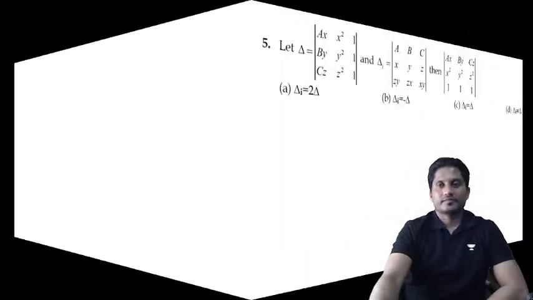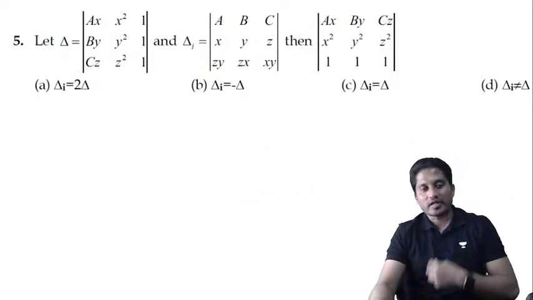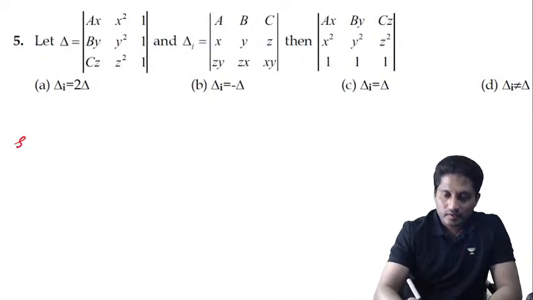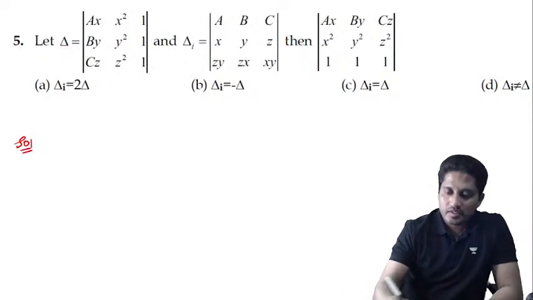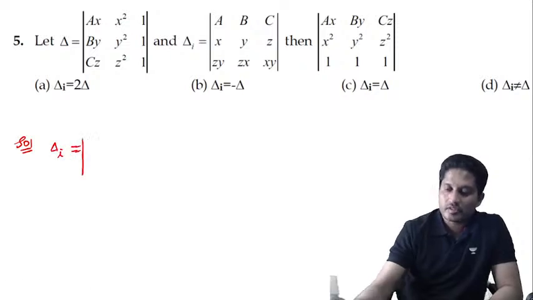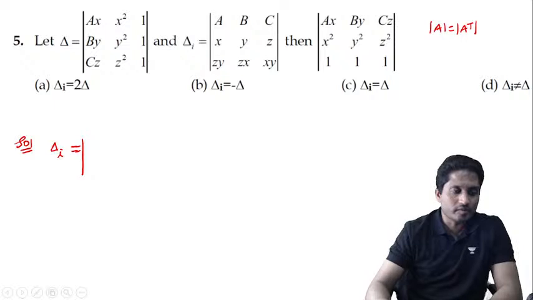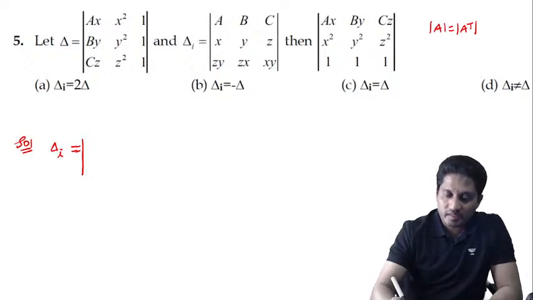Question number 5. I should find out the relation between delta and delta I, right? Delta I is equal to, if I take the transpose of that, because determinant A is same as determinant A transpose, right? Hi Shubham. Determinant A is same as determinant A transpose. First row becomes first column, second row becomes the second column, and the third row becomes third column: zy, zx, and xy.